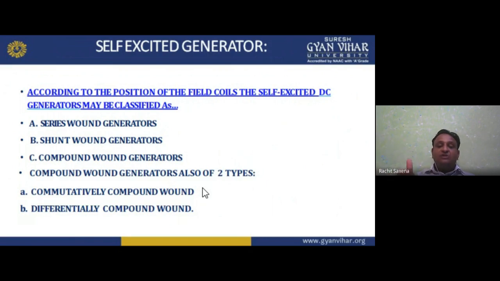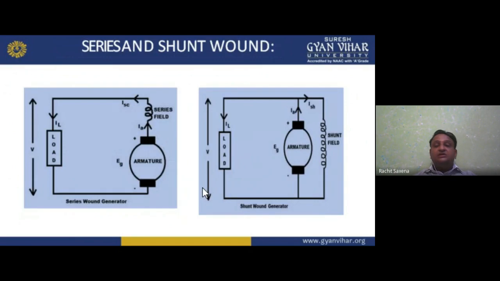And compound wound generators are of two types, cumulative or differential, meaning long shunt and short shunt. So these are the types, or they are classified into different categories. In shunt, we basically connect the winding parallel to the armature. But if I'm talking about the series, it is connected in series, and compound is the combination of series and shunt.